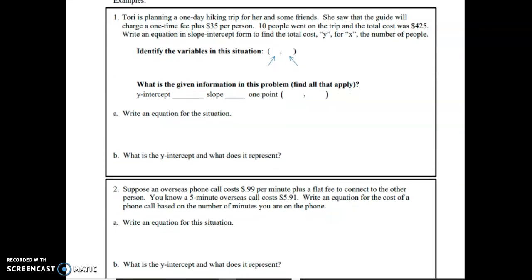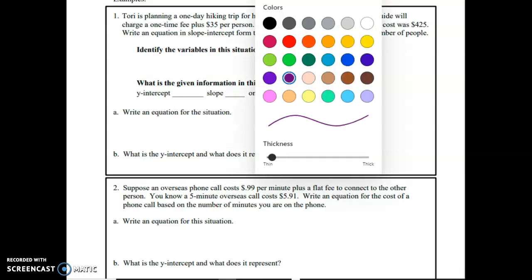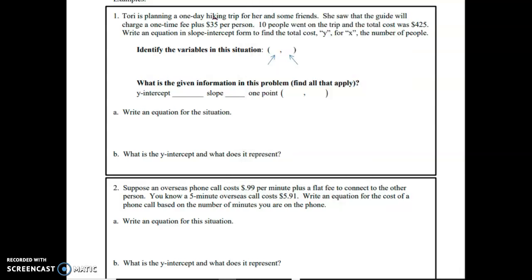So let's look at the first example. Tori is planning a one-day hiking trip for her and some friends. She saw that the guide will charge a one-time fee plus $35 a person. That to me sounds like a rate because I'm looking for that keyword like per. So rate is the same as slope, $35 per person. 10 people went on the trip and the total cost was $425. That I call something like a point in time.